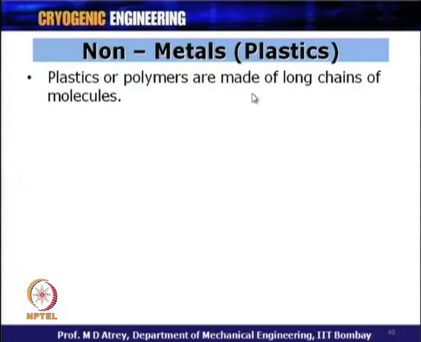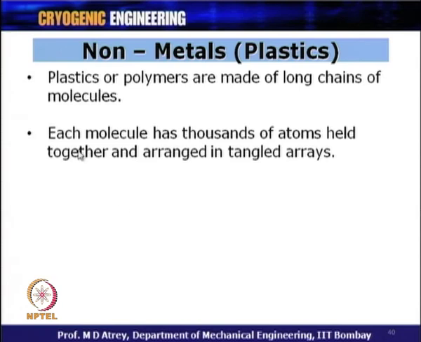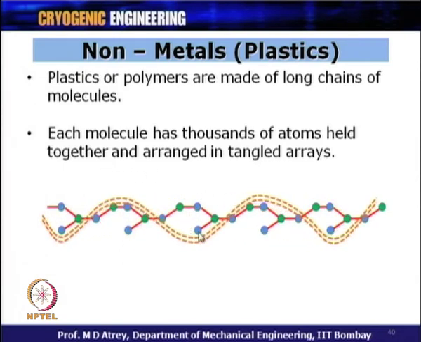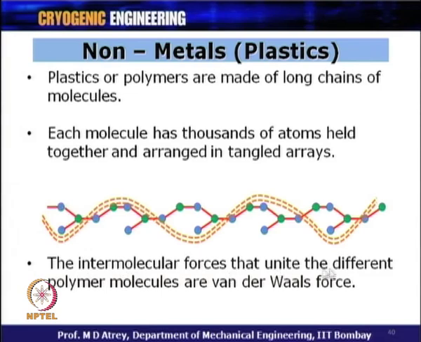Having studied all these properties for metals, there are non-metals also used, as we talked about earlier, and the non-metal we are going to study here is plastic. So, plastics or polymers are made up of long chains of molecules. Polymers are identified by the existence of long chains of molecules, and each molecule has thousands of atoms held together and arranged in tangled arrays. This figure shows the various molecules together in tangled arrays. Now, the intermolecular forces that unite these polymer molecules are very weak, and they are basically van der Waals forces. This force keeps all the molecules united together.